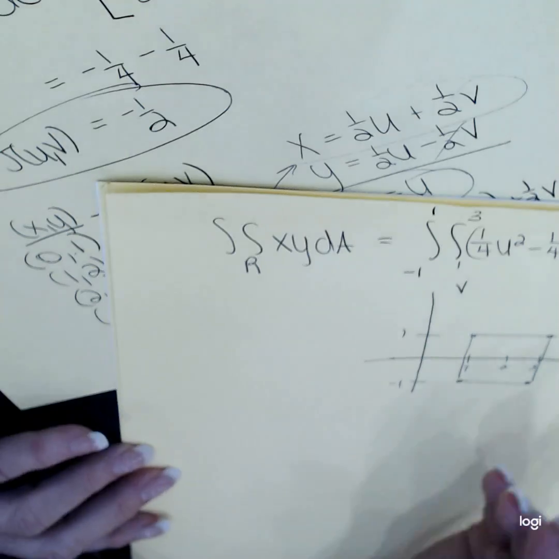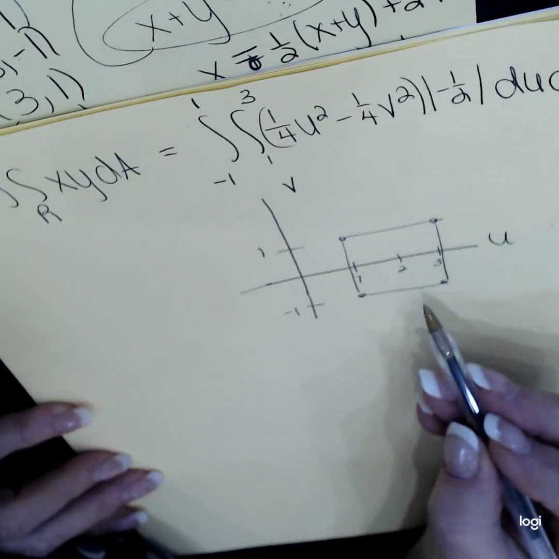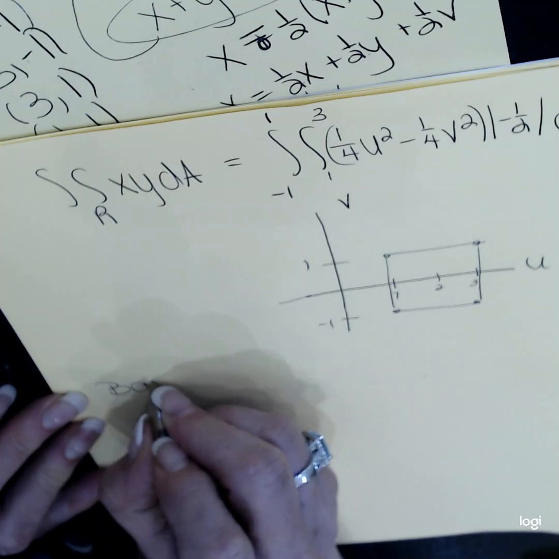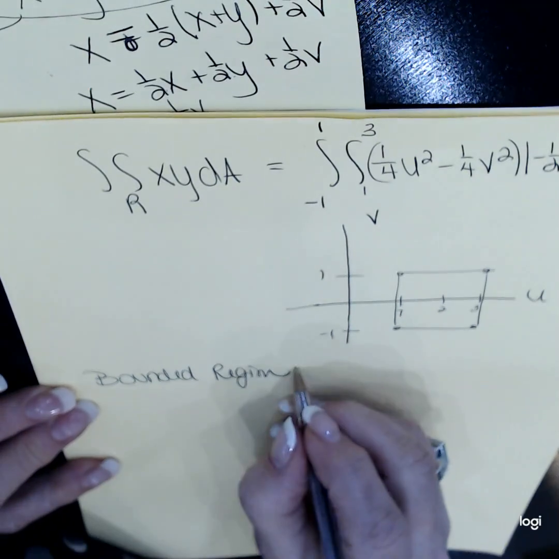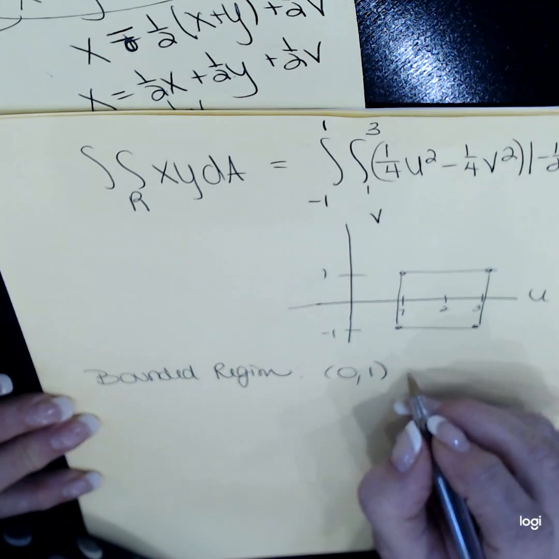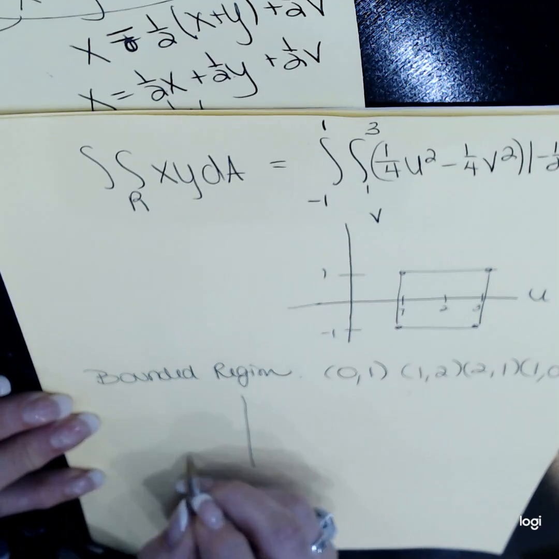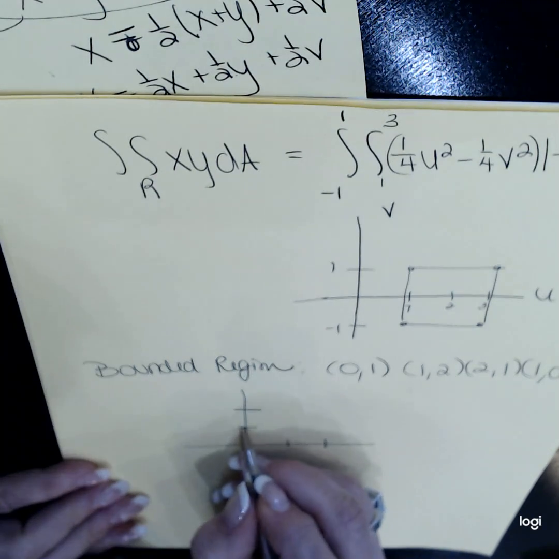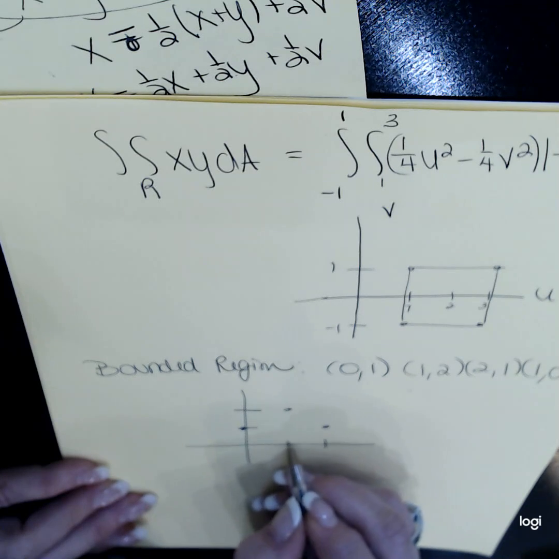And you might be asking at this point, why on earth would we go through and do this? Well, this is what our bounded region looks like in u and v. Let's go back for a minute and look at what that bounded region in x and y looked like. Remember, the bounded region was composed of vertices having the ordered pairs 0, 1; 1, 2; 2, 1; and 1, 0.